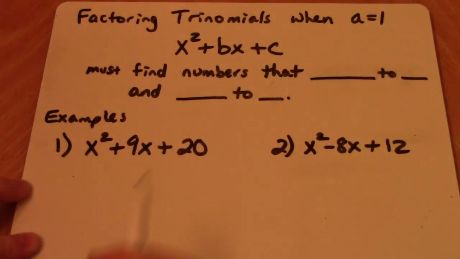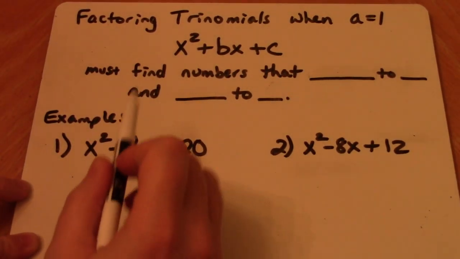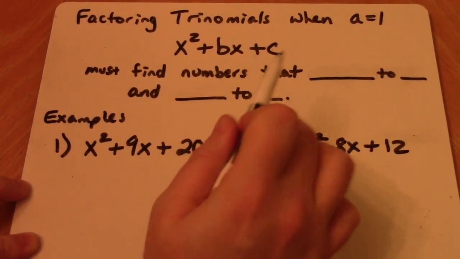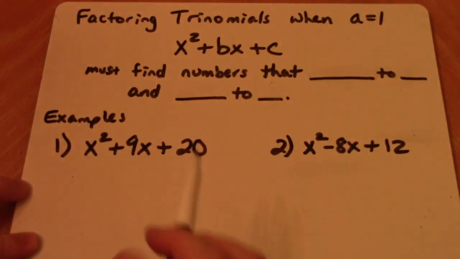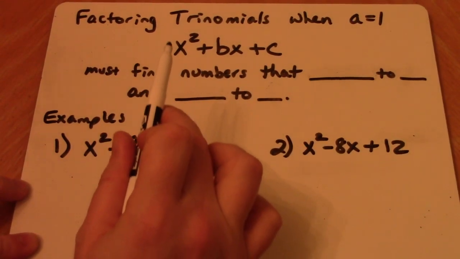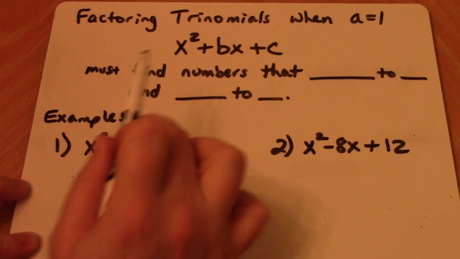Now remember that b and c could be negative numbers, which means I could really say x squared minus bx plus c or x squared plus bx minus c. Doesn't really matter what the signs on b and c are. What's important is that there is a 1 in front of the x squared, or no number.